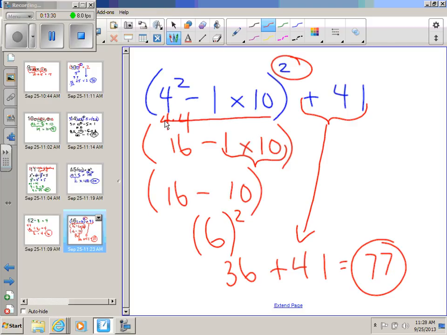A lot of you had like 100 somewhere around here. Don't square the 10. It's still on the inside. You've got to simplify everything on the inside first before you square anything. Now here, we had to square on the inside because the square came on the inside of the parentheses. You just have to be really, really, really careful.